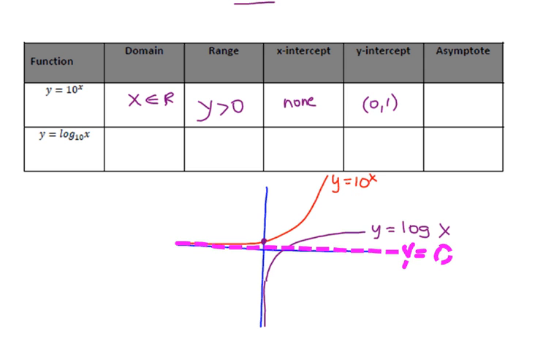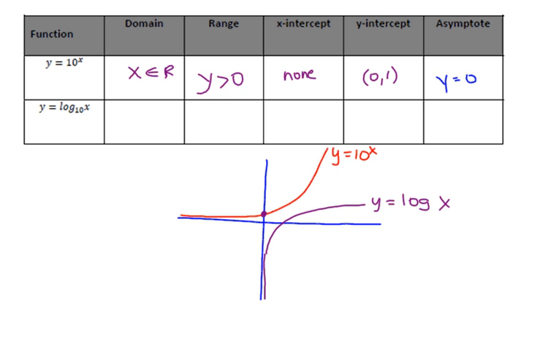No, we're talking about for this graph, just for this graph. Ignoring the log graph, for this guy, the y equals 0. So it's getting closer and closer and closer, but never touching. Okay, so let's look at the log graph now.